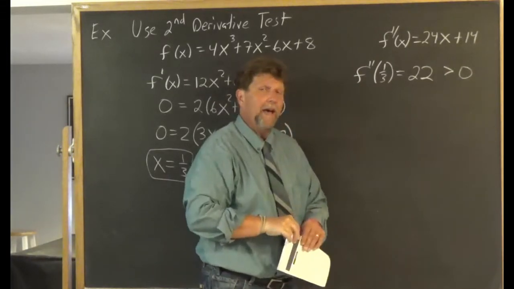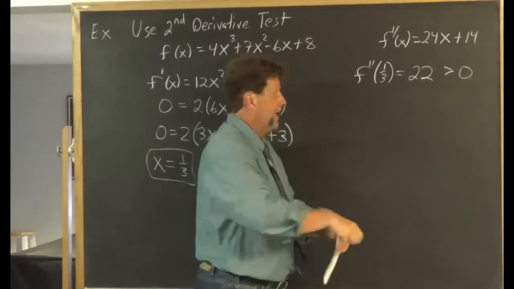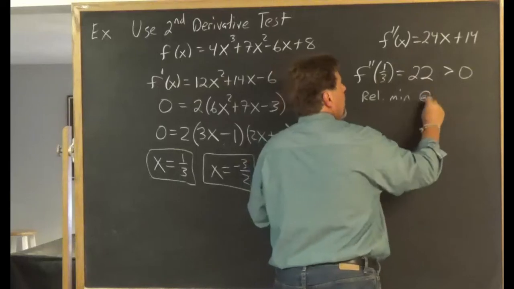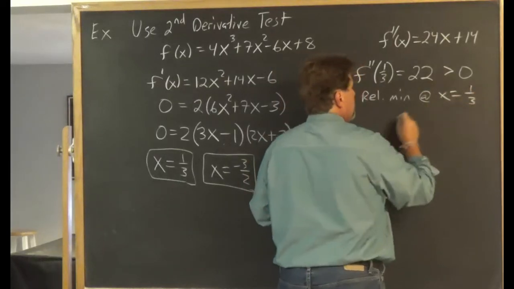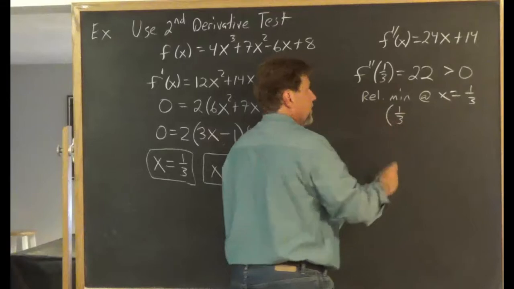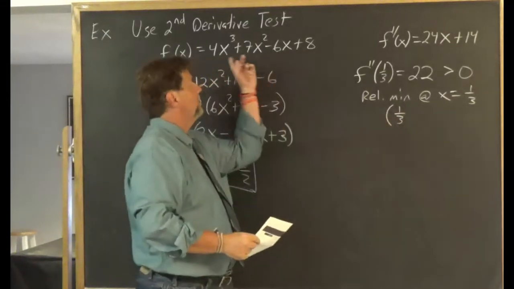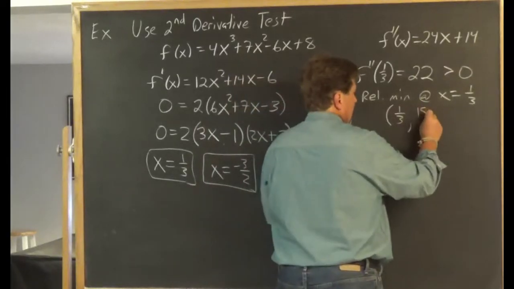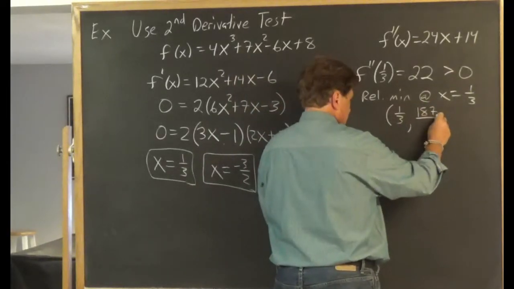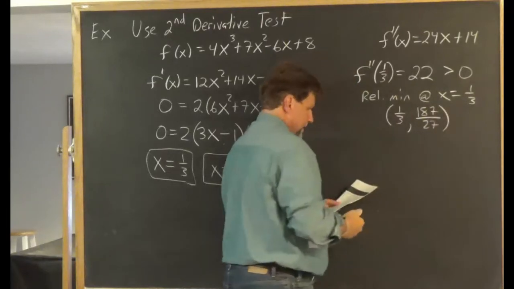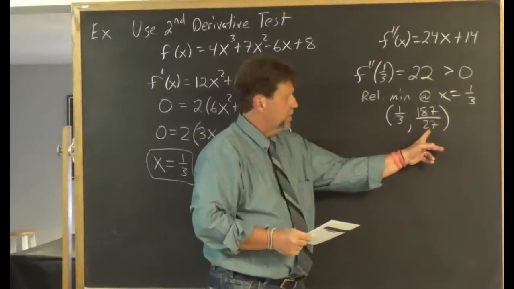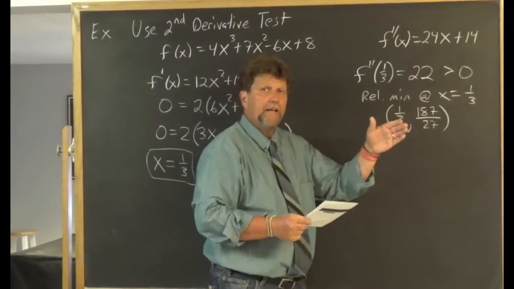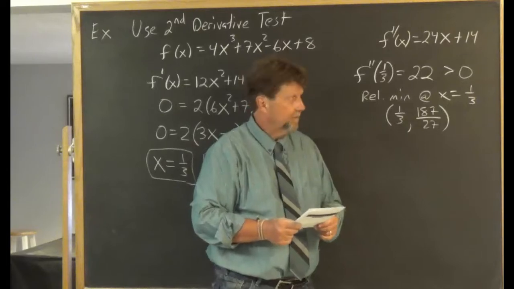So that tells us we have a relative minimum at x equals 1/3. Specifically, it's at the point 1/3, and then I have to put 1/3 back into the function, and when I do that, I get, as a fraction, 187 over 27. I believe as a decimal, this would be 6.925, where the 925 repeats.